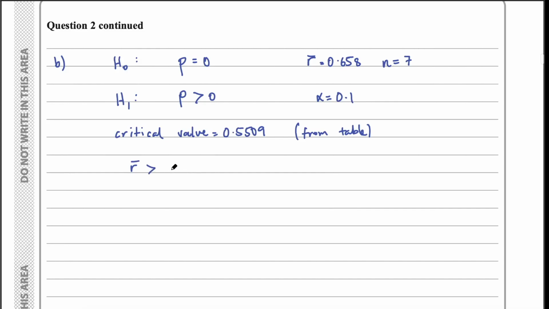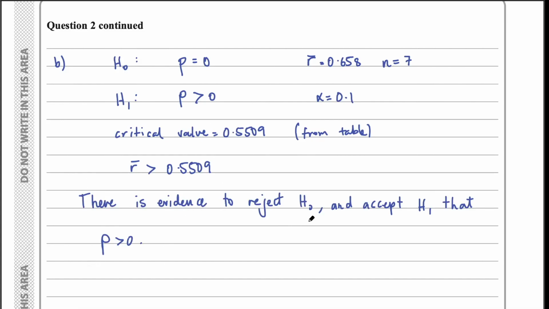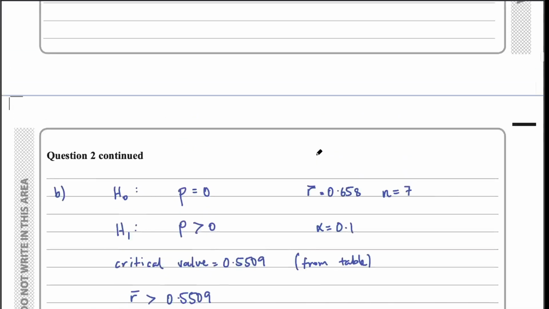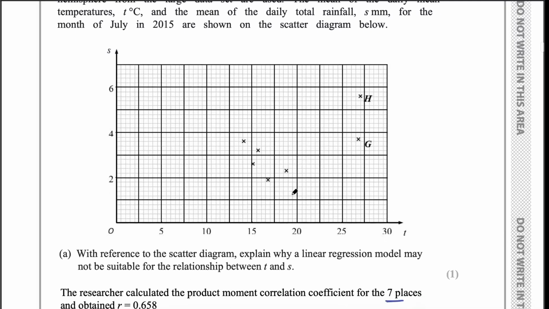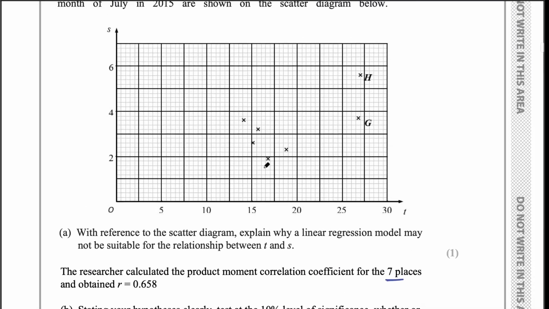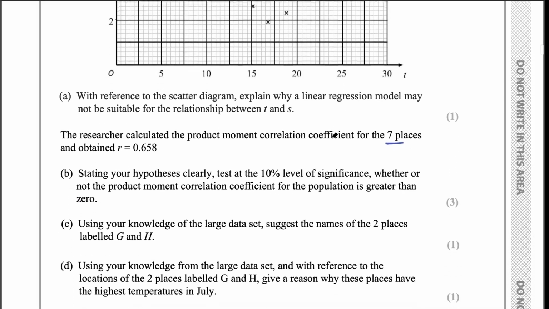So R is greater than 0.5509. So there is evidence to reject this null hypothesis, H0, that the population correlation is equal to 0. Let's state that in a sentence. There is evidence to reject H0 and accept H1, that rho is greater than 0. And what is that saying? Well, that's saying that there may be a relationship between temperature and rainfall based on these 7 pieces of sample data.